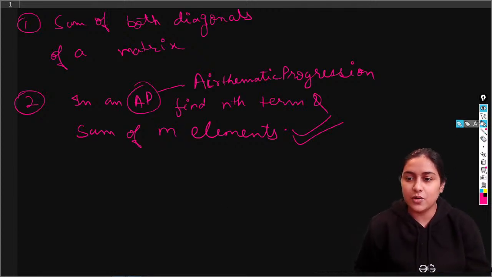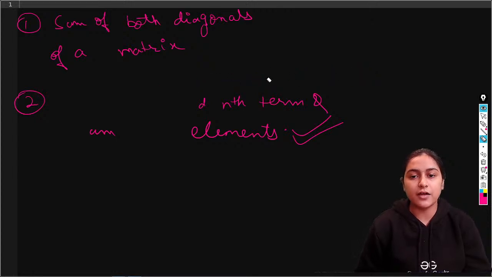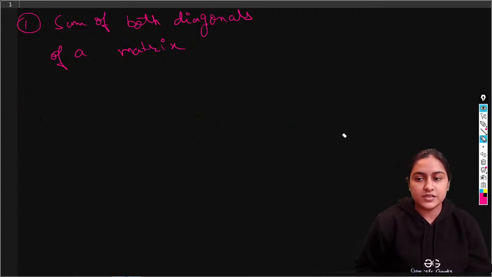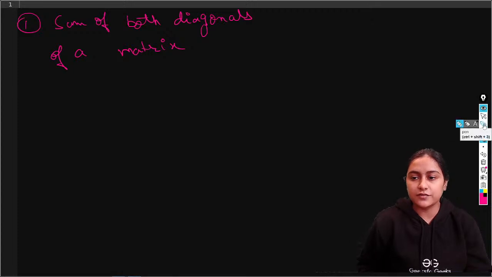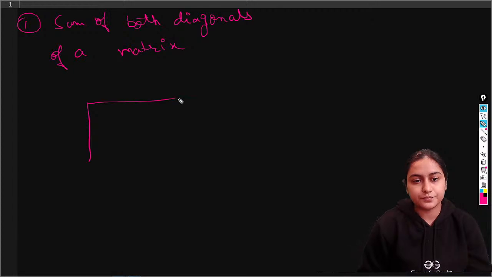Okay, so let's start with the first question then. The first question is that we are already given a matrix, and inside this matrix we have to find the sum of both the diagonals of the matrix. So let's quickly design a matrix first. Let's just have a 2D array.